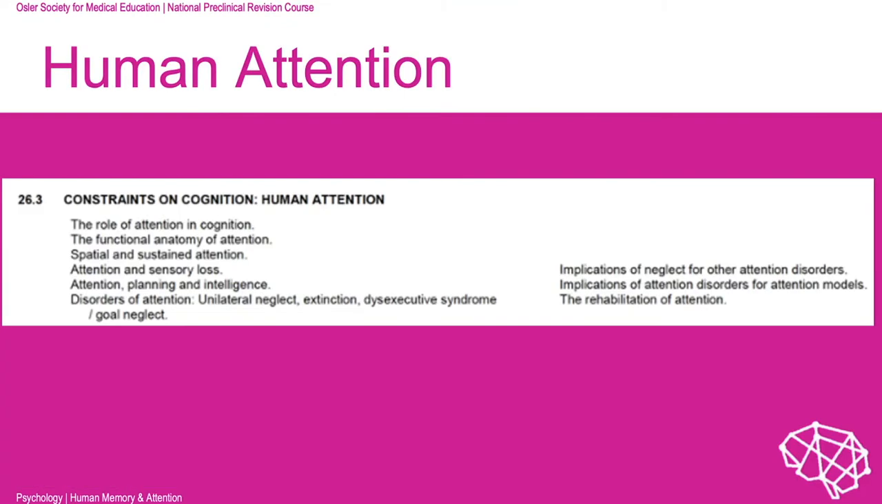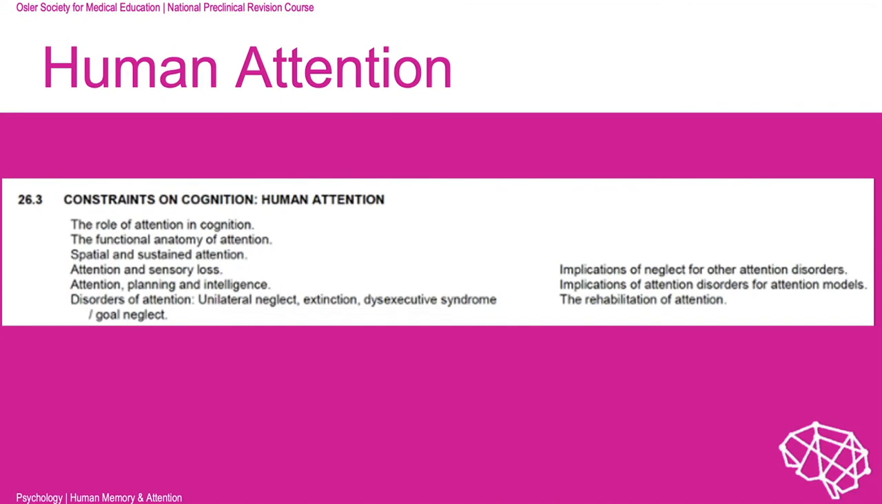Great. So we're going to talk through human attention now. As before, I've got your syllabus up here, and we're going to focus on those points on the left. Particularly the functional anatomy, how attention functions, the different types of attention. Mentioned in your syllabus are sustained and spatial attention, the differences between attentional loss and sensory loss, attention planning and intelligence, and then when attention tends to go wrong.